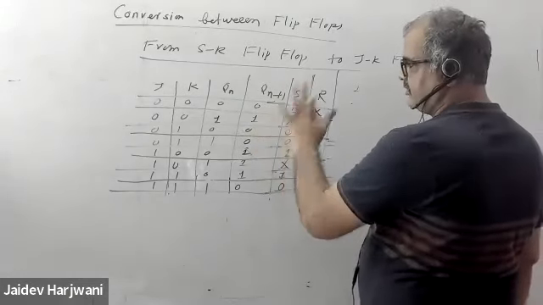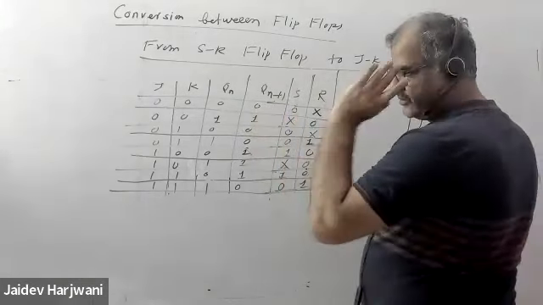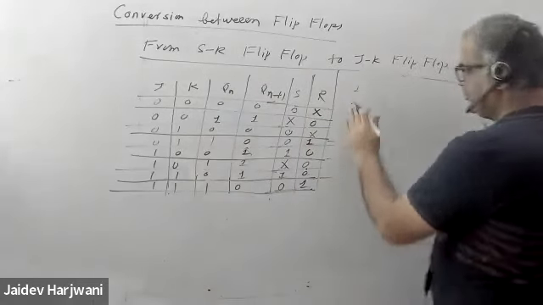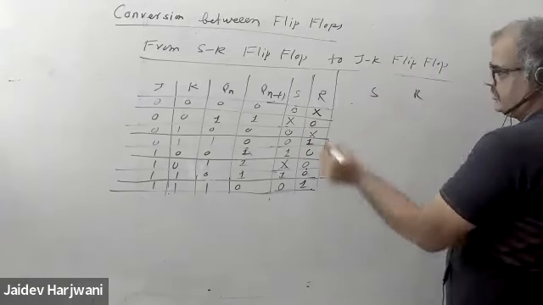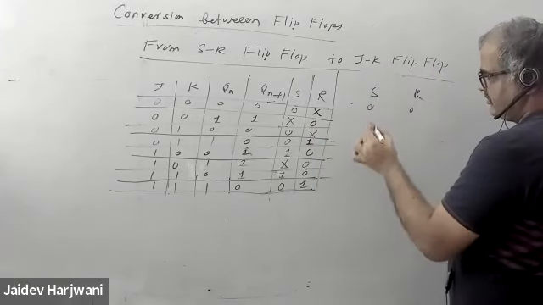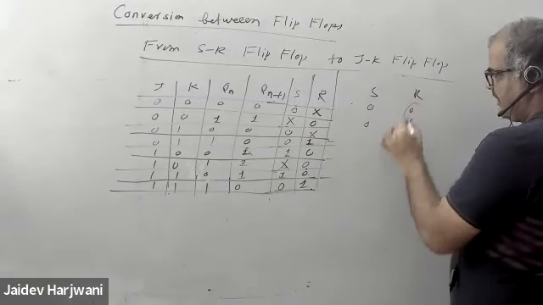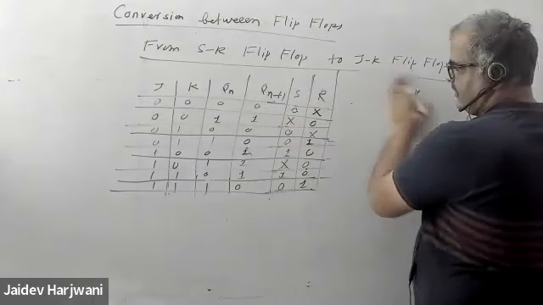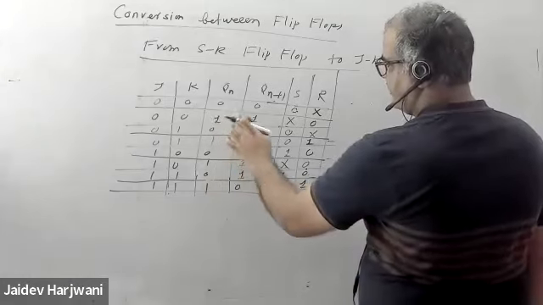Then 0 0 comes when there is a no change condition, and 0 0 comes for reset condition. I am writing R here: 0 0 comes for no change condition, and 0 0 comes for reset condition. R is varying, 0 is fixed. I am putting 0 here. R is varying.